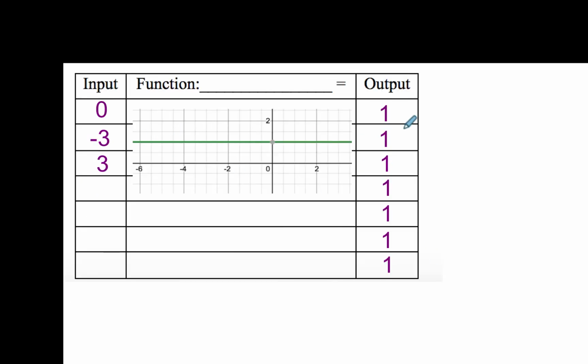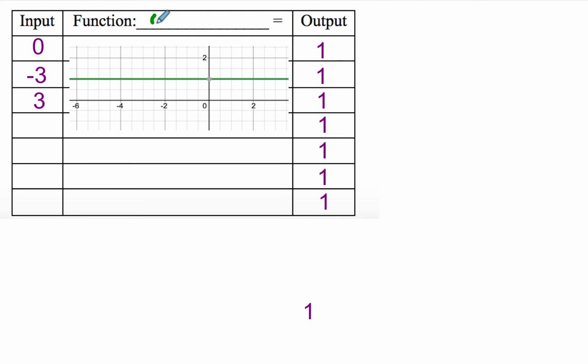And this one right here, you can see my outputs are always 1. I kind of gave up writing the inputs here. I just got tired. But the graph would look like this. It's just a straight line going across here. So the function would actually just say y equals 1 because the outputs are always 1, and that's what the graph indicates. This is a function because each input has exactly one output.